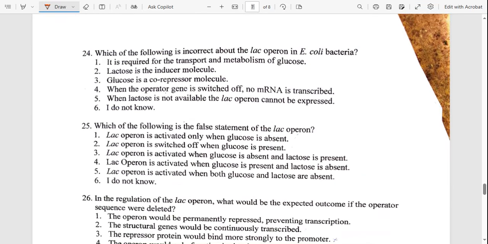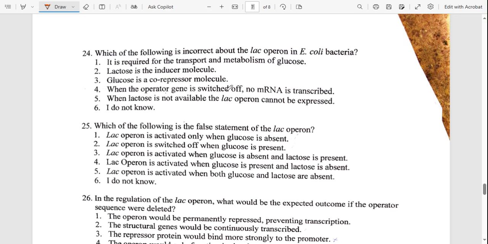Polymerase. 24. Which of the following is incorrect about lac operon in E. coli bacteria? Required for the transport and metabolism of glucose, not glucose really. Lactose is the inducer molecule. Glucose is co-repressor. Now the thing is, I'll mention again, when you have got glucose, it means that the lac operon is off. Okay? Glucose is a repressor. It's a co-repressor. Now lactose, the absence of glucose and the presence of lactose is what will switch on the lac operon. So lactose is actually an inducer.